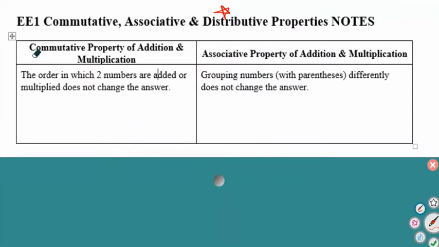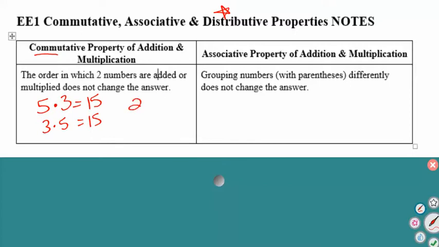So the commutative property for both multiplication and addition simply means that the order in which I add or multiply numbers doesn't affect the answer. So what I mean by that, here's an example, and you can write this. So 5 times 3 would give me 15. But if I switch the order here and write 3 times 5, that would still give me 15. Okay, and that still works.